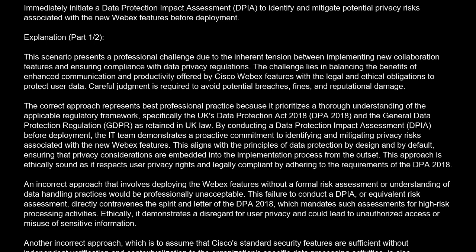Ethically, it demonstrates a disregard for user privacy and could lead to unauthorized access or misuse of sensitive information. Another incorrect approach, which is to assume that Cisco's standard security features are sufficient without independent verification and contextualization to the organization's specific data processing activities, is also professionally unsound.